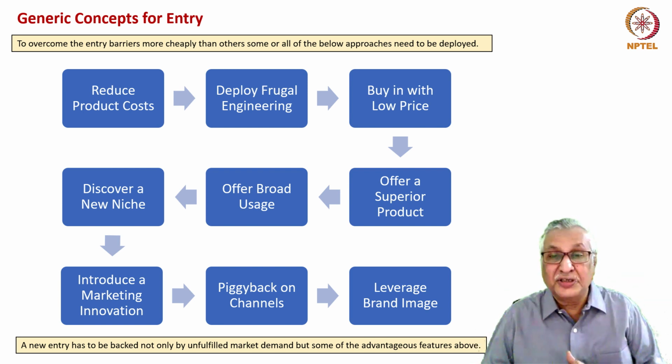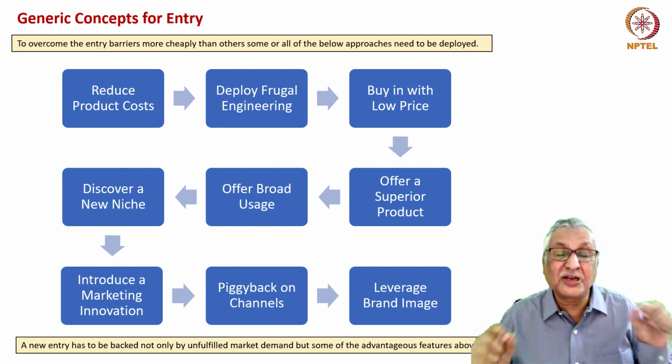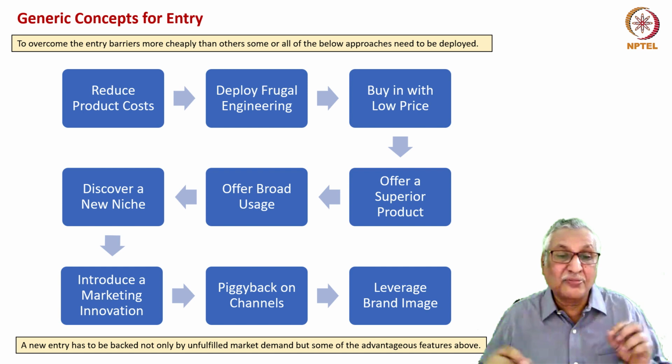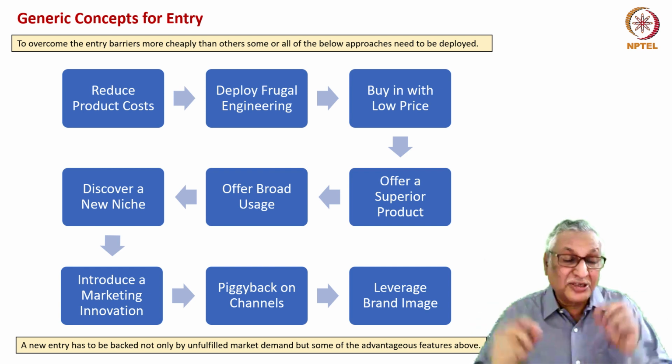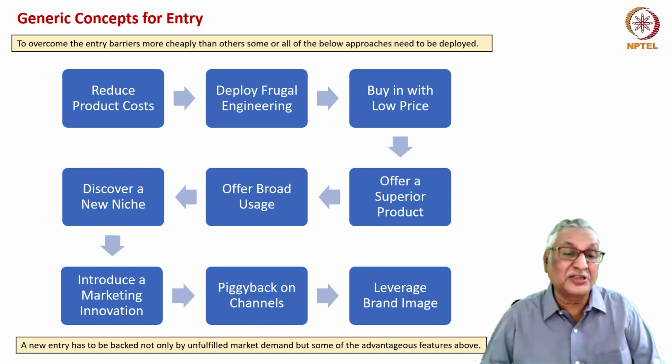Deploy frugal engineering. Buy in with low price, offer a superior product, offer broad usage, example 5G, to be offered without any premium in both rural and urban locations. Discover a new niche. Data was a new niche that Reliance Jio discovered, and penetrative pricing was a new strategy that was adopted to make data, to quote Mukesh Ambani, the new oil, to be able to power the Indian economy and the Indian social information mobility.